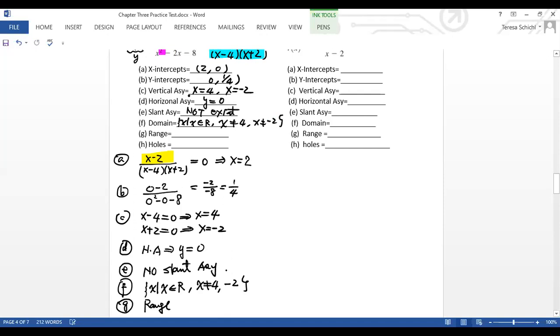And then part G, they ask what the range is. The range is the y values, right? So the y value can be anything, so it can go to infinity and to negative infinity.